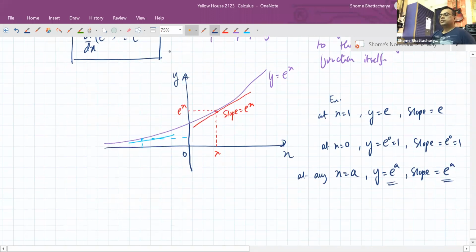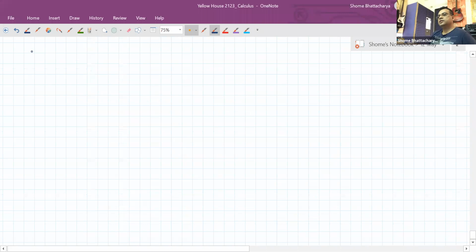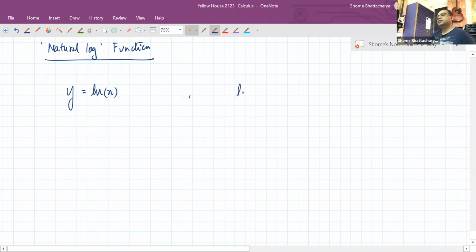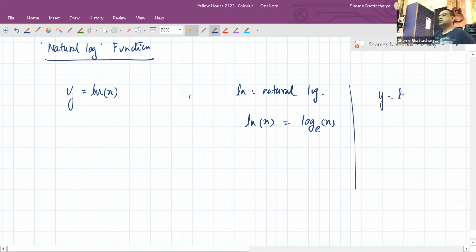Okay, now let's come to the last of our function categories, and that is what we call the natural log function. The symbol that we use for this is y equal to ln of x, where the symbol ln stands for natural log. And ln of x basically means log to the base e of x. So for this function, y is equal to natural log of x.